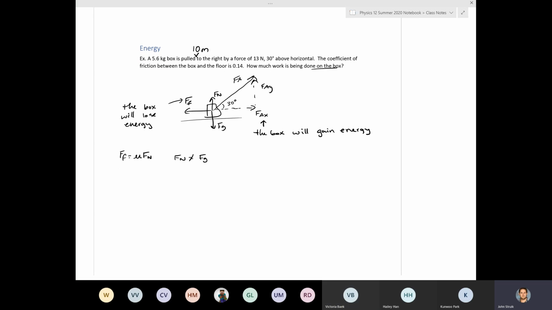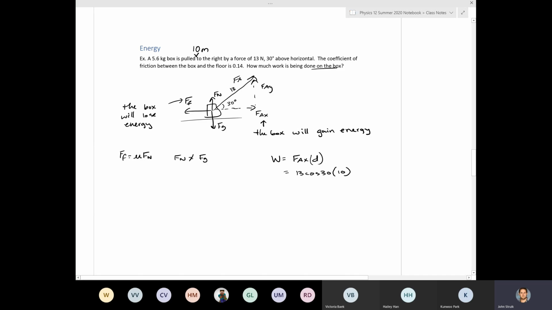Let's deal with the positive work first. So what energy is the box gaining from the FAX? So that's the easy one. So work equals FAX times D. And I'm going to do it a little bit differently after this, but let's just stick with this. So this is 13 newtons. So it's going to be 13 cos 30 times 10.